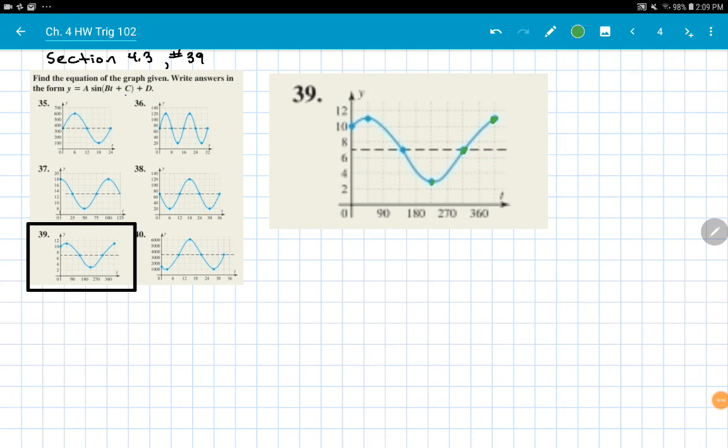All right, in section 4.3, number 35 through 40, we're asked to find the equation given these graphs. Basically, we need to find A, B, C, and D and stick it into that standard equation. So the first step is to find A.